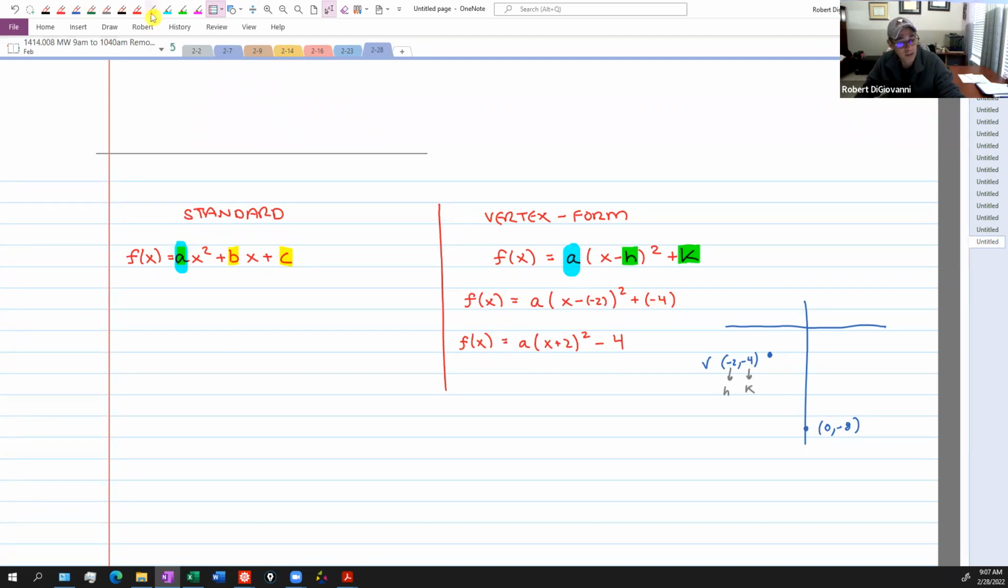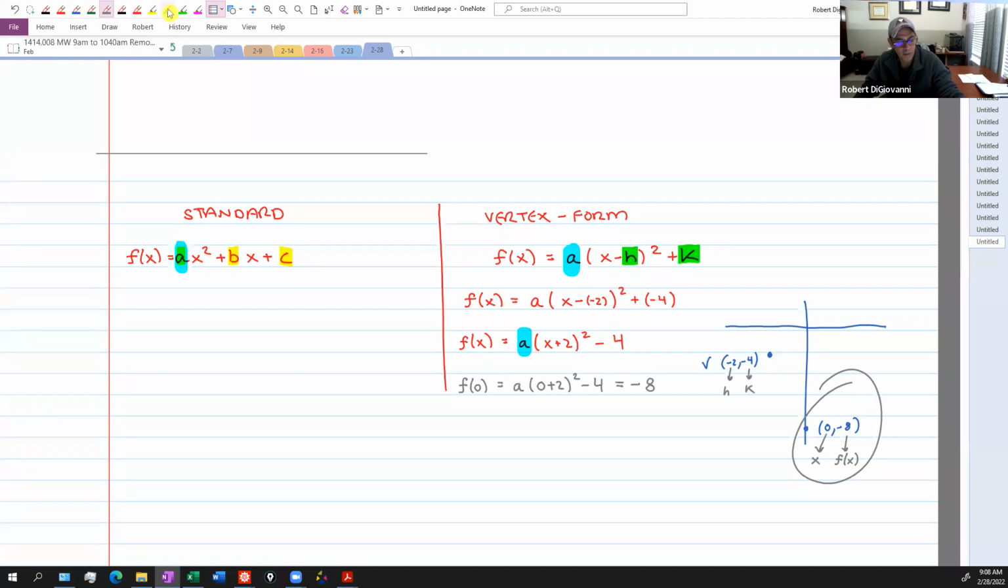Okay, now the only thing we don't know is what a is, right? We don't know what a is, but they give us this other point. This other point says that when we plug in 0 for x, the output of the function should be equal to -8. So let's take this function and say what this will be. If I plug in 0, I will get a times (0 plus 2) squared minus 4, but that must be equal to -8. Does that make sense?